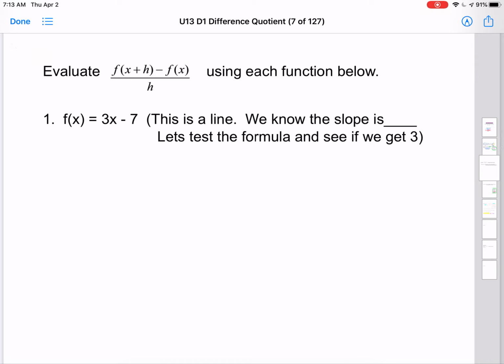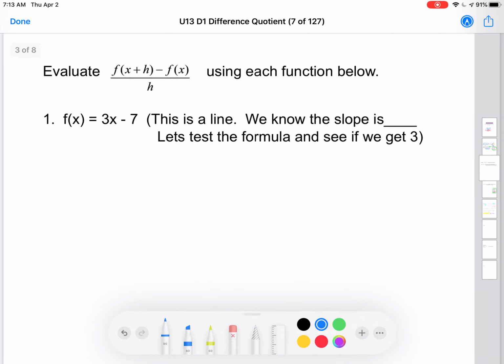Okay, all right, so let's start up. We're going to evaluate the difference quotient, right, that's what this is right here. We're going to evaluate the difference quotient using this linear function right here. So what is this going to give me? It's going to give me the slope of a tangent line. But if I'm looking at a linear function, the slope is going to be the same throughout the entire function. So we know the slope is 3.